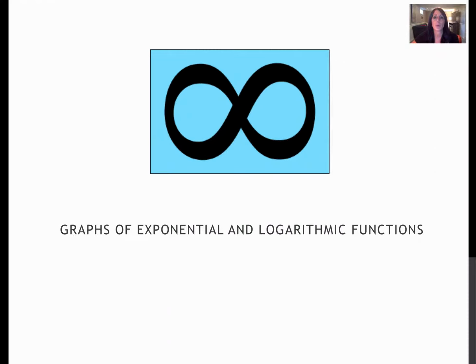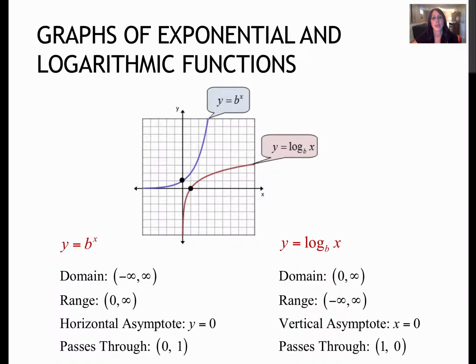I wanted to take a moment to compare and contrast the graphs of exponential and logarithmic functions. We talked a little bit before about the inverse and how the inverse would reflect it over the line y equals x. So as you can see, if I have a very basic exponential function and a very basic logarithmic function, these two are in fact inverses of one another.